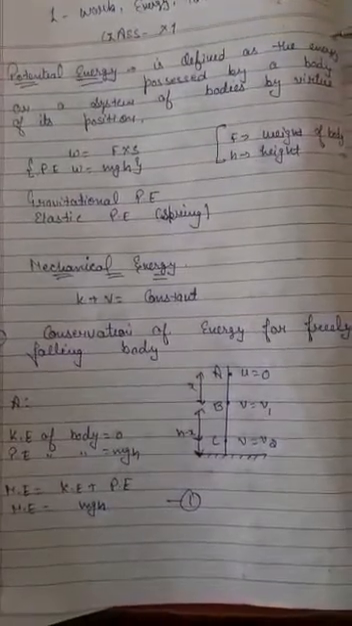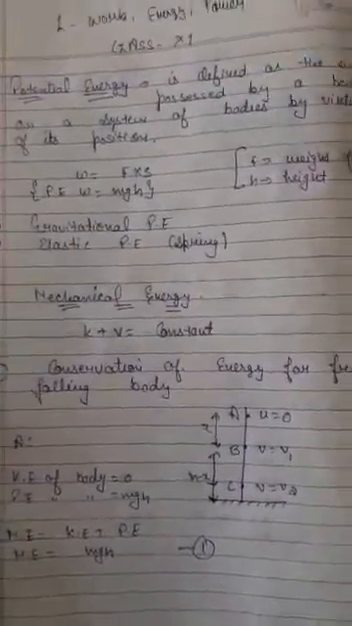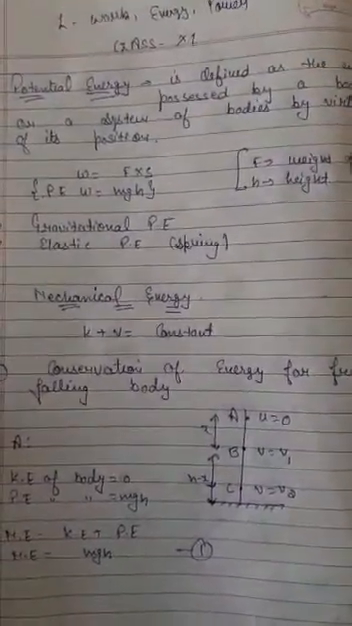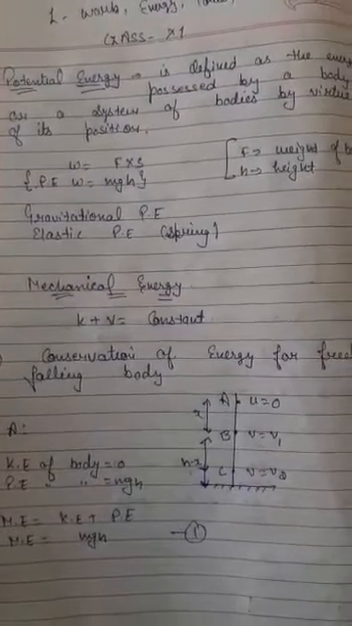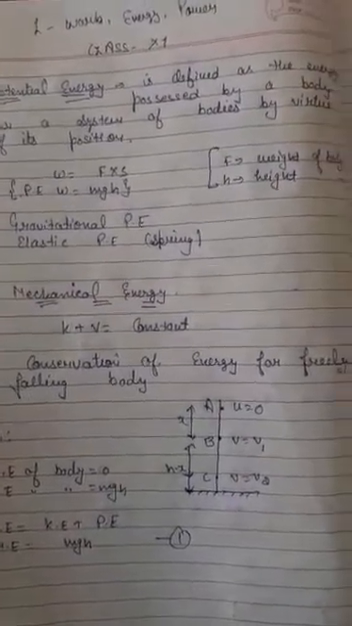In standard 9th also we have discussed that potential energy is defined as the energy possessed by a body or a system of bodies by virtue of its position. That is, if there is energy due to the position of a body, that energy is known as the potential energy.